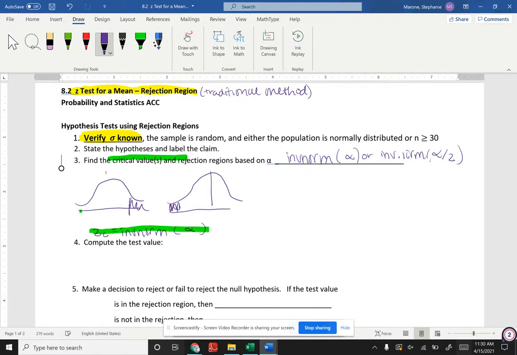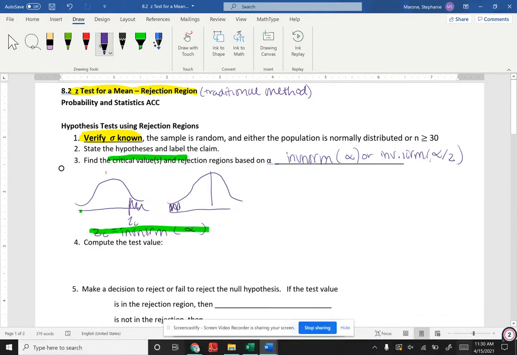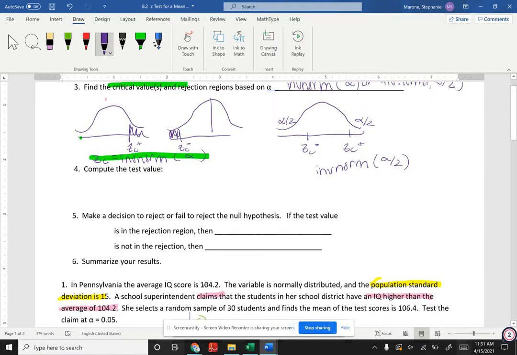If it's a right tail test, Z sub C is going to be positive. If it's a left tail test, Z sub C will be negative. With confidence intervals, we always used positive for Z. Now we're going to use the sign. For two-tail tests, it's half of alpha in each of the tails, and Z sub C will be negative and positive. So the critical value is found within the inverse norm.